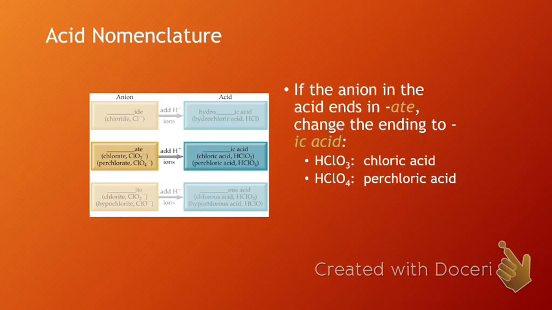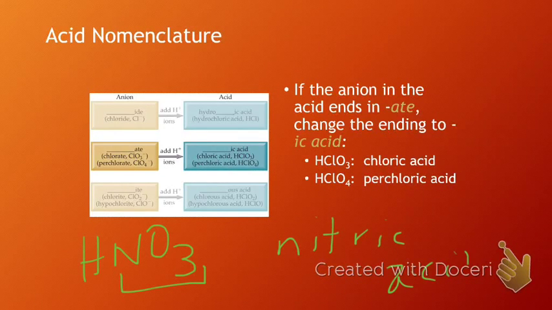An example of nitric acid is this. Since that would be nitrate, it becomes nitric acid. Whereas if it was HNO2, let's make this a 2 now. This part would be nitrite, so this would become nitrous acid.